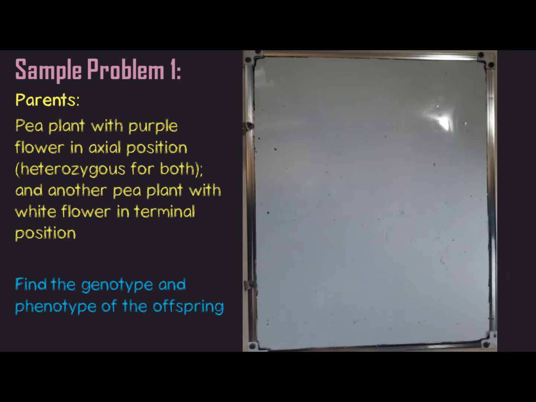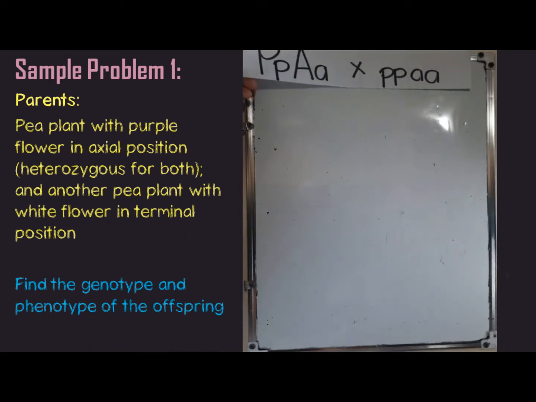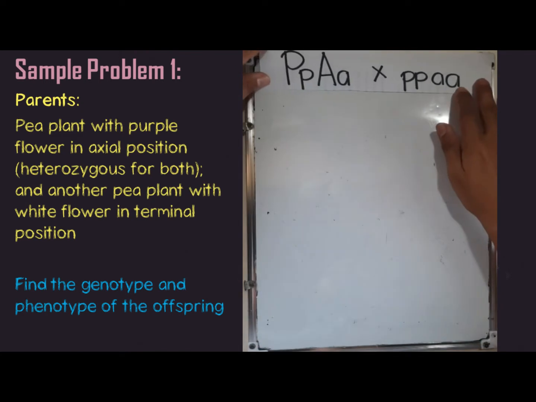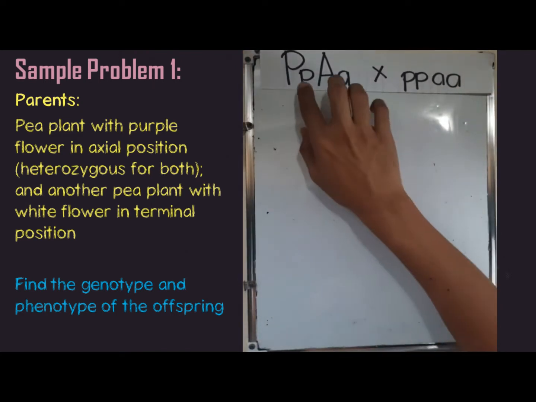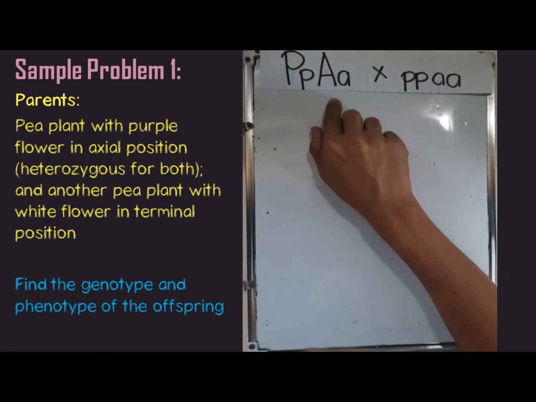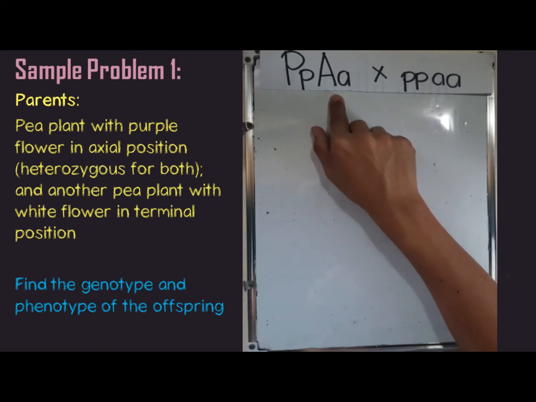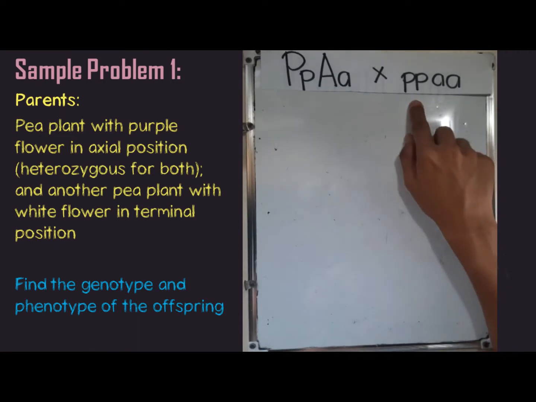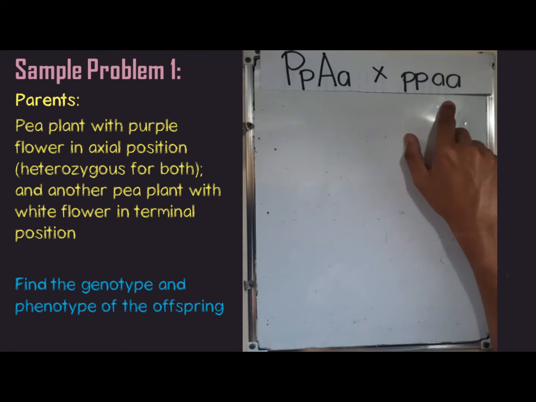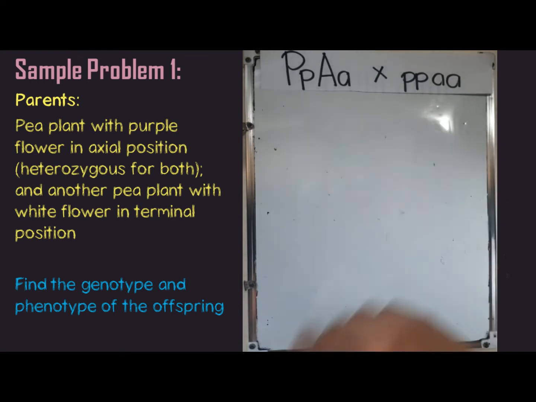Now, if we consider the genotypes for the phenotypes that were mentioned earlier, we have a heterozygous dominant purple flower in axial position, which is also heterozygous. Then the other parent is the white flower in terminal position. So, basically, everything is already stated in your module on how we come up with the following genotypes, okay?